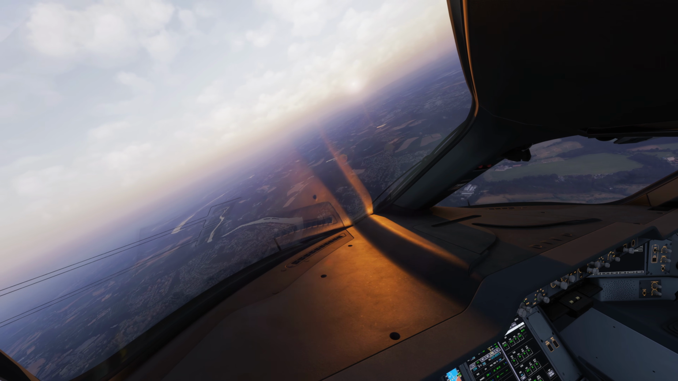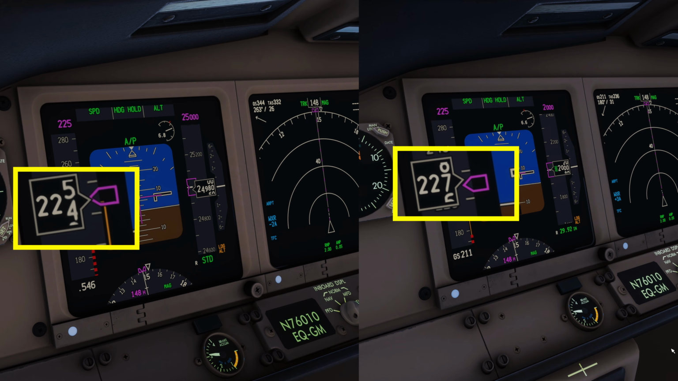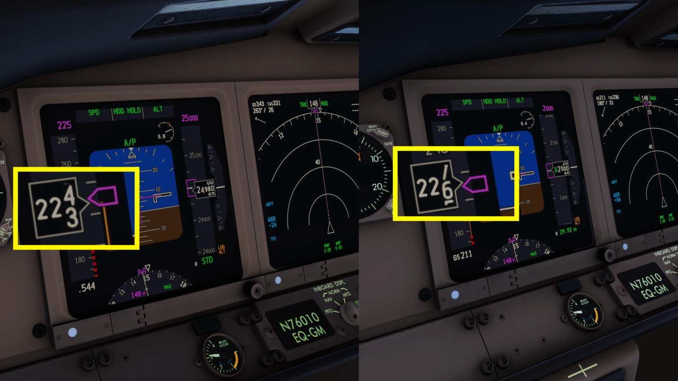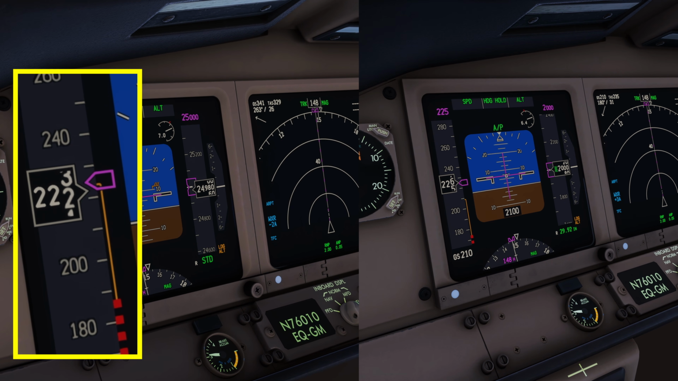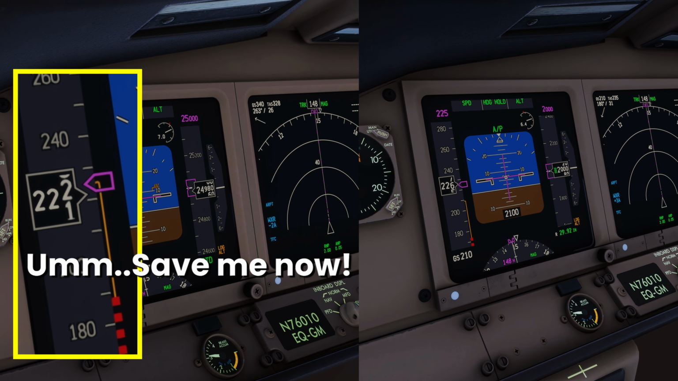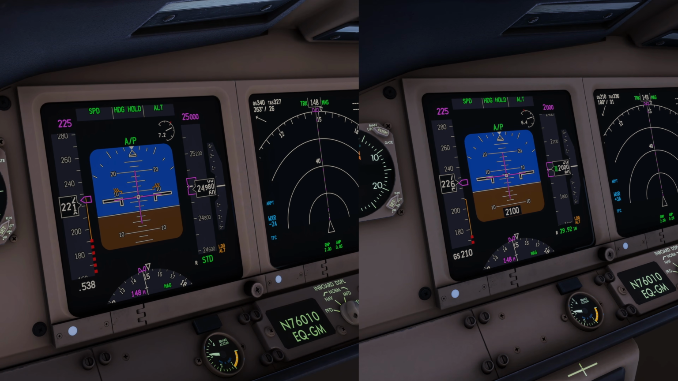Now back to the topic. Let me start with a scenario. Imagine two airplanes flying at the exact same indicated airspeed, but one airplane is cruising just fine and the other one is right on the edge of stall. How can that possibly happen if both airplanes are showing the same speed?